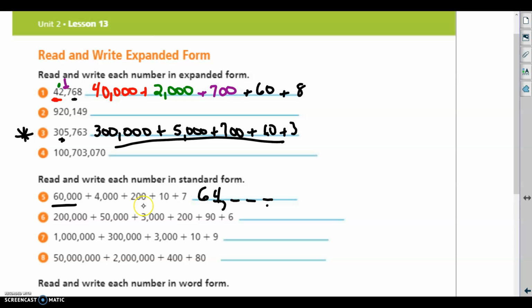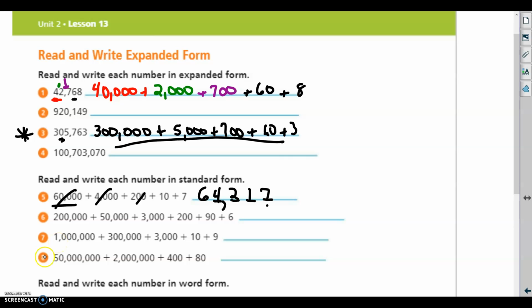All right, 200 is my next number, and you could even check these off as you do them. 200, put a 2 in the hundreds place, put a 1 in the tens, and a 7 right there. 64,217.